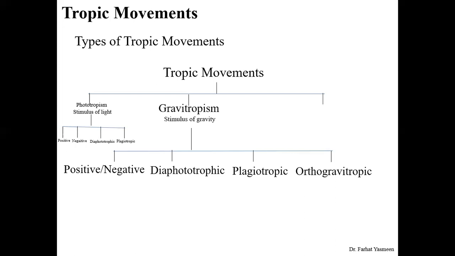And orthogravitropic responses or movements are when the direction of growth is vertical. For example, main shoots and roots that are growing vertically, then this type of movement is known as orthogravitropic response.